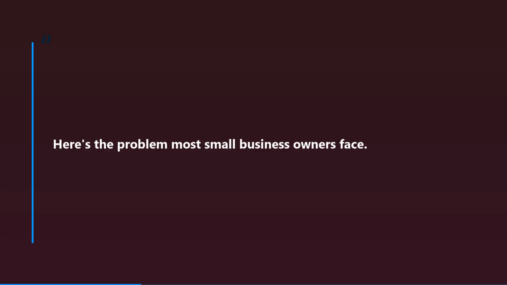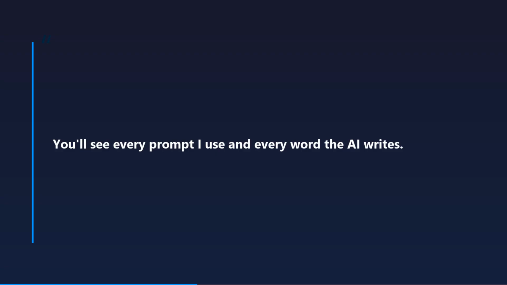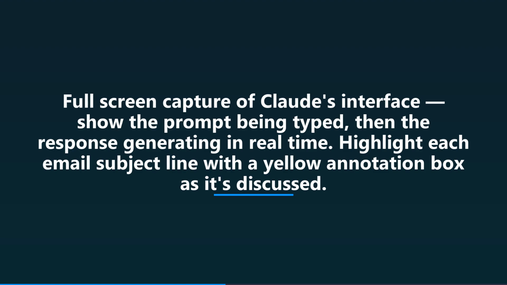There's a better way now. AI tools can write your entire email campaign: subject lines, body copy, calls to action, even suggest who to send each email to. I'm going to build a complete welcome sequence and a promotional campaign from scratch. You'll see every prompt I use and every word the AI writes. Let's start with a welcome sequence. That's the series of emails someone gets right after they sign up for your list.